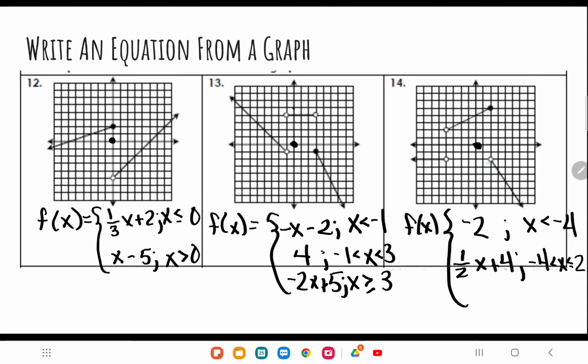And then our final equation, we have a slope of -3/2, and that would give a y-intercept of 1. So we're going to have -3/2 x plus 1, and that will be the equation to use whenever x is greater than +2. So that's how you write the equation of a piecewise function when looking at a graph.